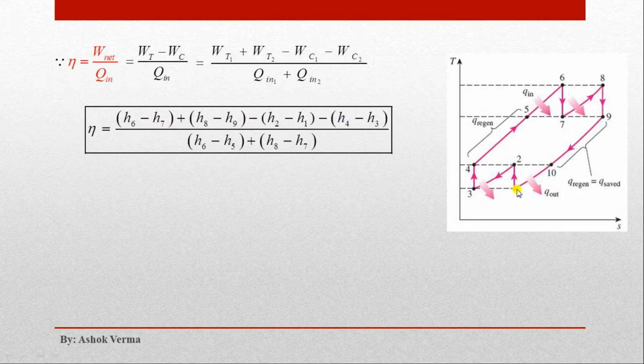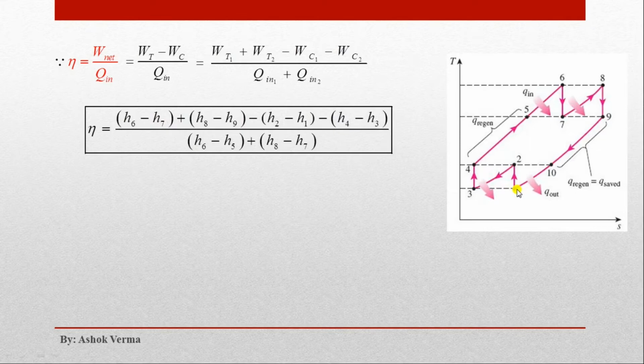So first of all, you have to draw the TS diagram and you have to find out all the temperature points, because all work done and work output are a function of the enthalpy, and enthalpy is a function of temperature only, because here you are using the ideal gas. Any fluid which you are using in the Brayton cycle is an ideal gas. So for an ideal gas, the enthalpy is a function of only the temperature. So you can calculate easily the enthalpy with the help of the temperature.